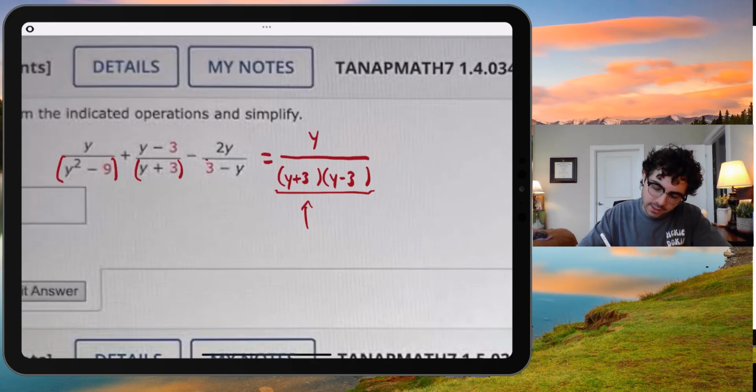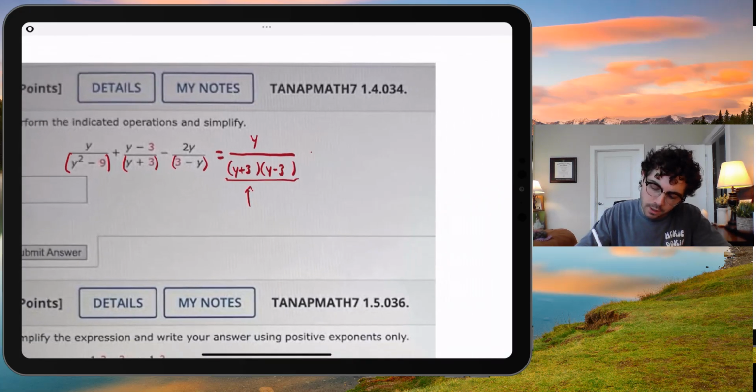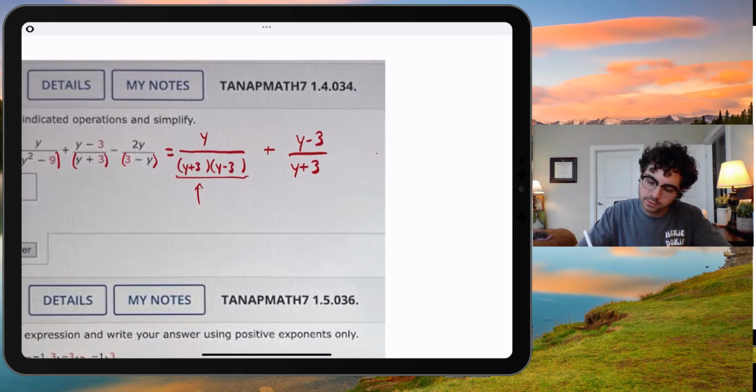And notice this one's kind of close, but it's slightly different. So we'll talk about what to do with this in just a sec. But I'm going to keep writing this out. So the second fraction we don't need to do anything with. I'm just going to leave it as y minus 3 over y plus 3. But I will leave a little bit of space because we're going to do some multiplying next to it in a sec.